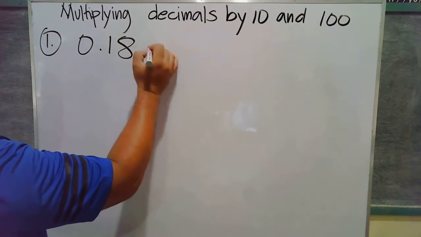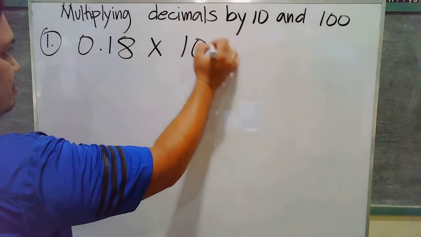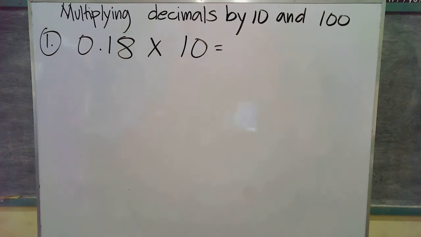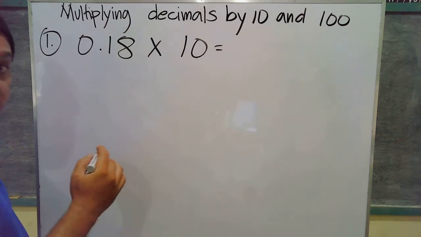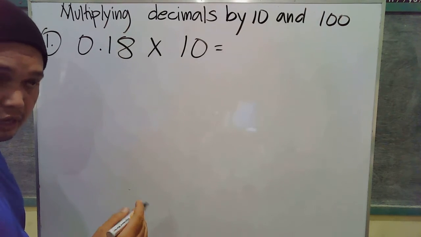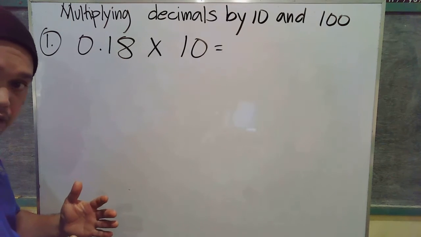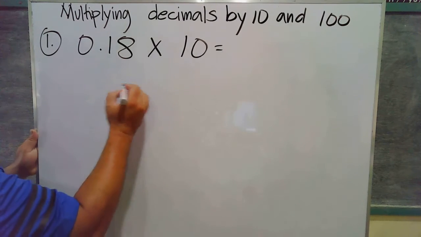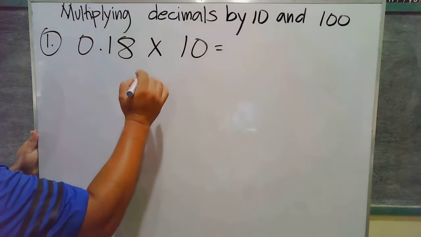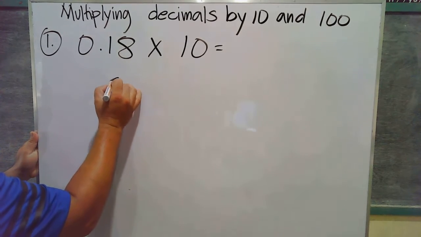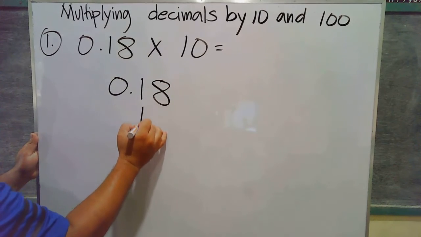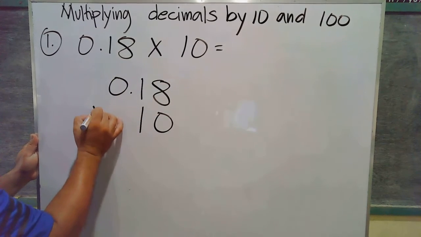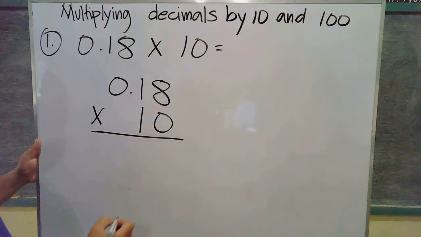0.18 times 10. Okay, so we are multiplying decimals, and we can do the long method. For now, let's do the long method first. To multiply these, first arrange them in a column, aligning all the last digits, and multiply just like whole numbers.